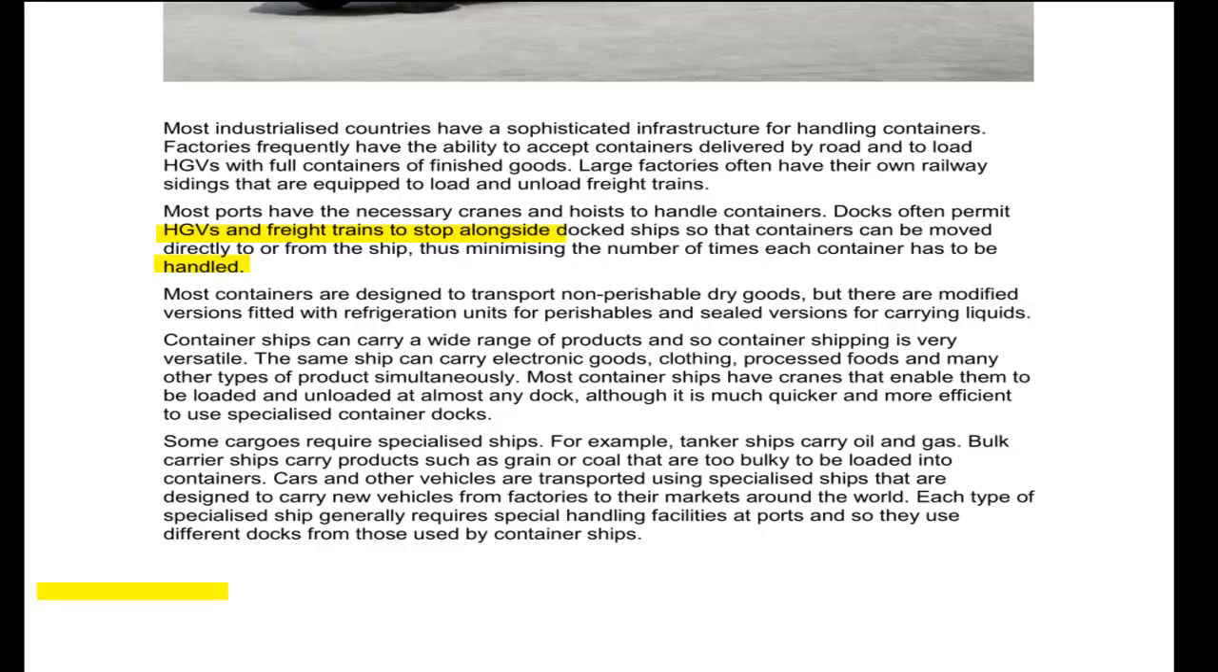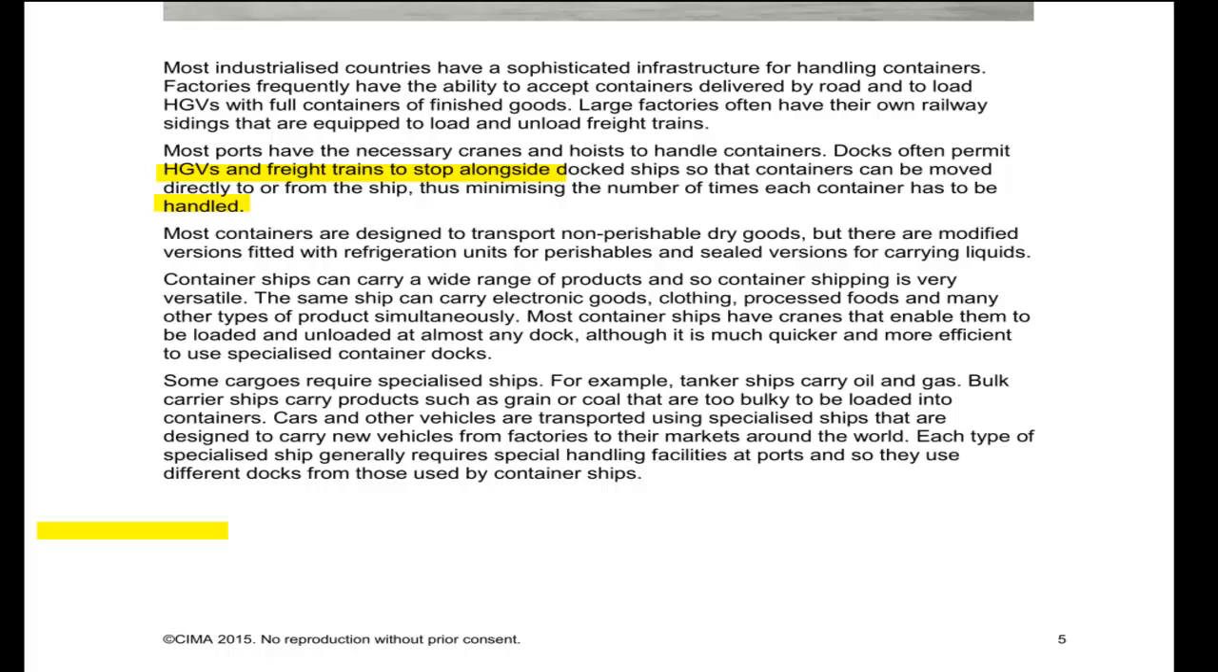Now, scrolling down here, it mentions container ships being able to carry a large variety of products. So far, all we know is that Flote is a container ship company. We have no information here or there relating to other types of cargo that it can carry. So we need to think about that as well. Coming down here to the final paragraph, it mentions that you need specialized ships for things such as oil and grain and wheat transporters as well.